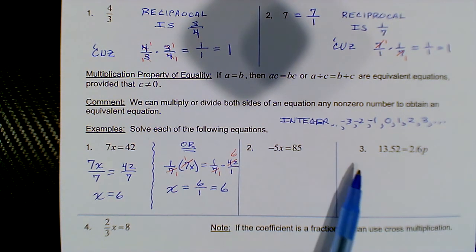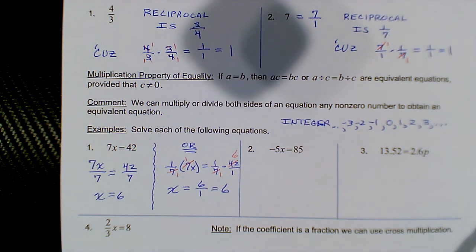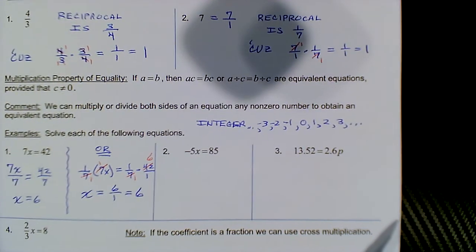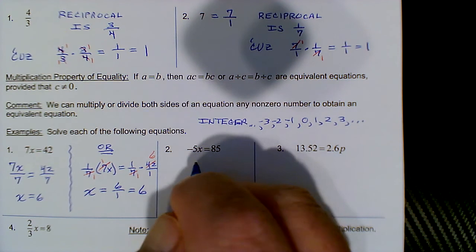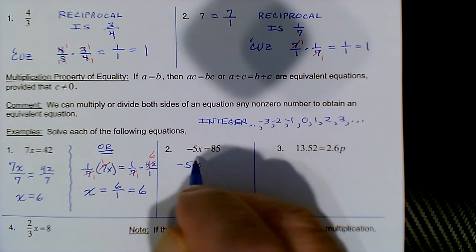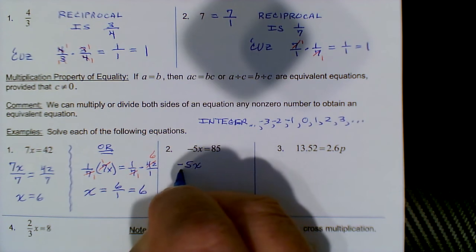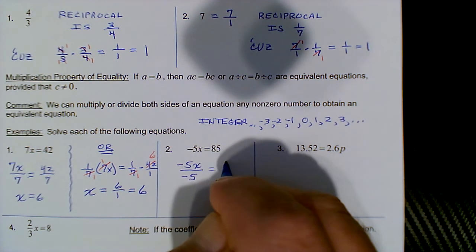So just remember, if you have an integer as a coefficient, just simply divide. But divide by that coefficient with the sign included. So for example, in this equation, we're going to divide by -5. So you want to divide by the coefficient including its sign.